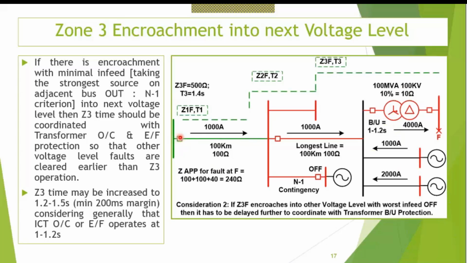So I need to either coordinate this time with the backup time of this. For this fault, let's say this ICT or transformer trips in 1 to 1.2 seconds. So with this 200 millisecond delay, I'll have to keep this T3, this zone 3. Then only I'll be able to be safe and sound. Okay, for this encroachment also, I don't have a problem.